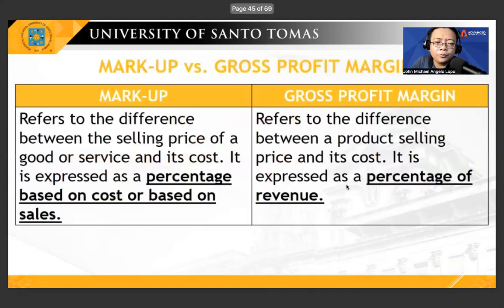Markup versus gross profit margin. So, markup refers to the difference between the selling price of the goods or service and its cost. It's expressed on the percentage based on the cost or based on the sales. Pag gross profit margin naman refers to the difference between the selling price and the cost. Ito napakadali naman ng gross profit, no? Sales minus cost you have here, okay?